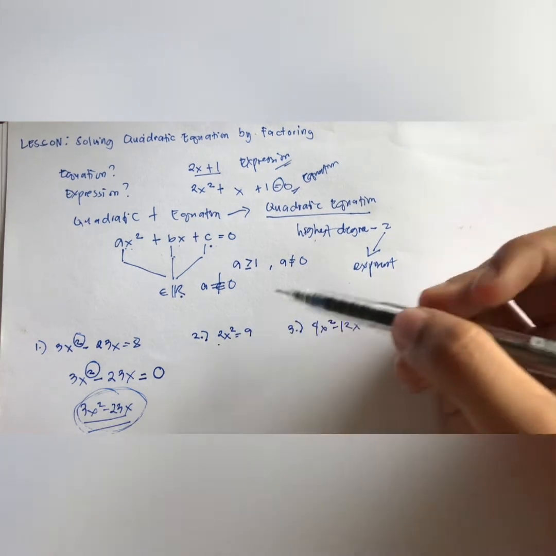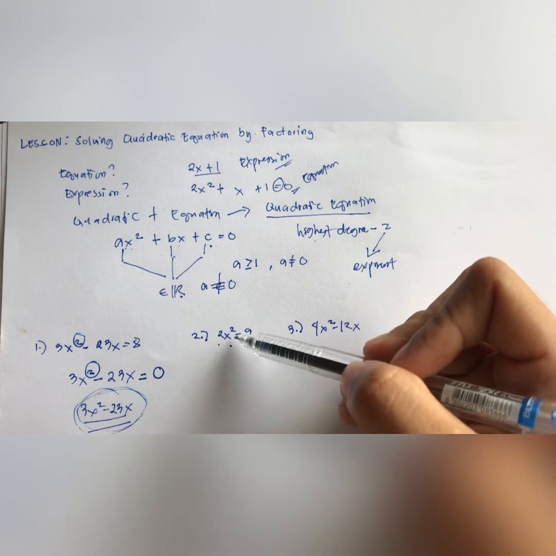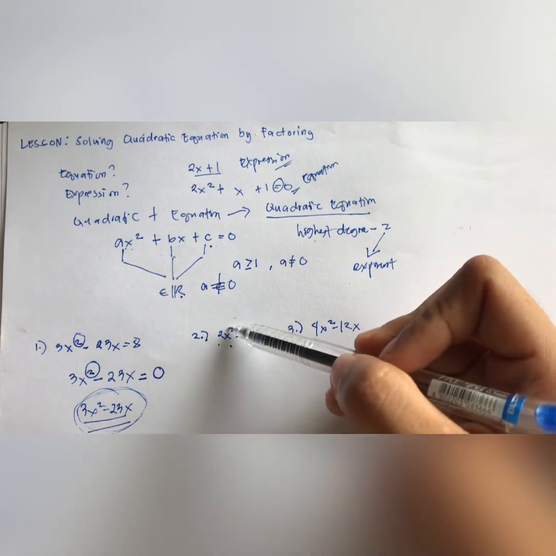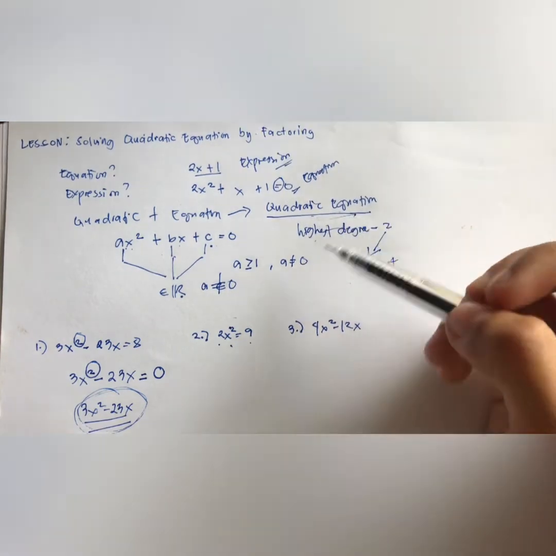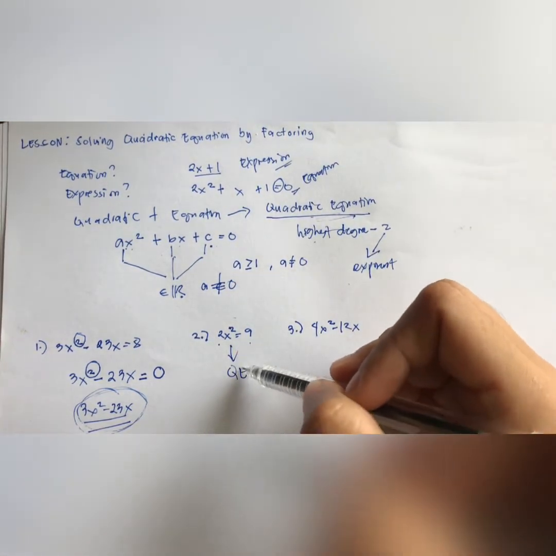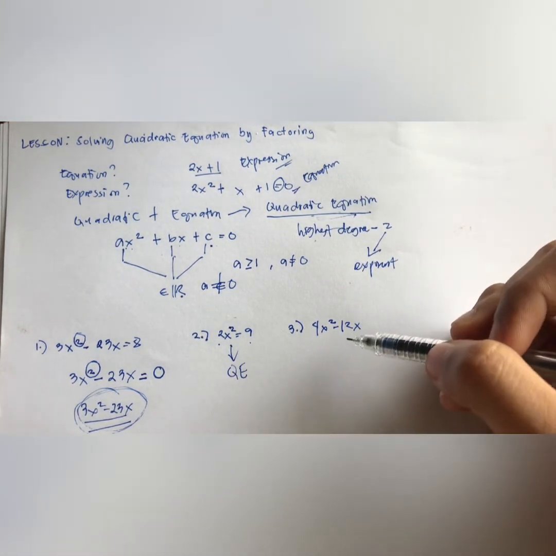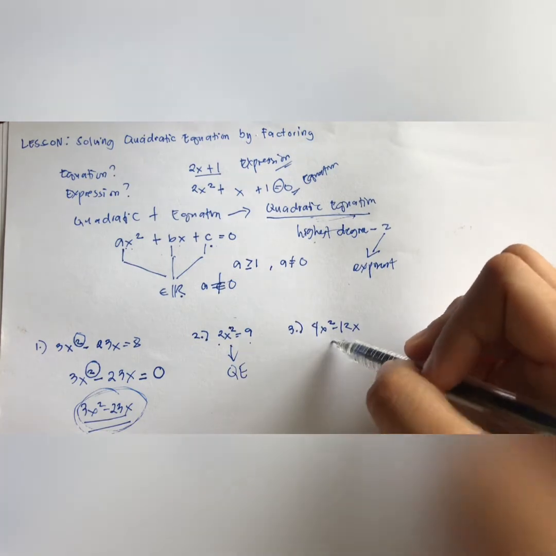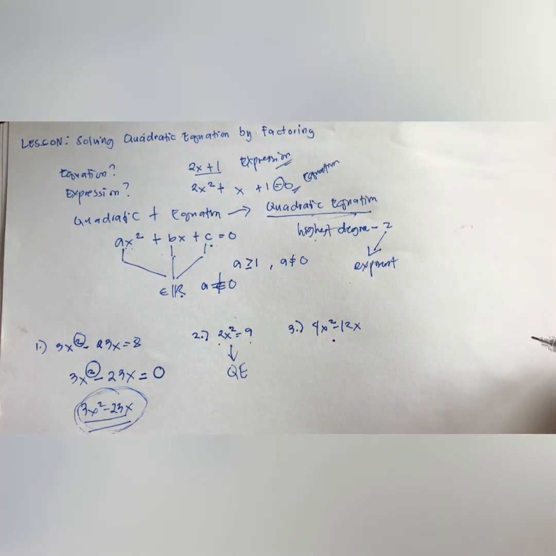So in the next form, we have 2x squared equals 9. Its exponent is 2. So since it matches our definition of a quadratic equation, therefore, we can consider this equation as a quadratic equation.